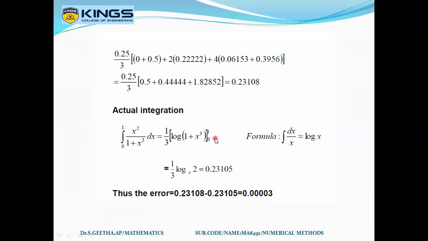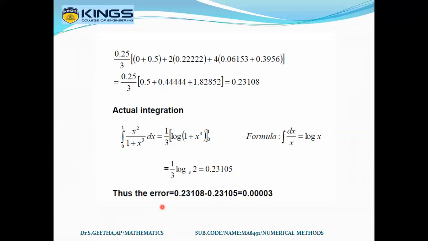Now we apply the limits, upper limit minus lower limit. 1 by 3 into log of 1 plus 1 power 3. So log 2 minus log 1, which is 0. Therefore, integral 0 to 1 x square by 1 plus x cube dx equals 0.23105. Now we find the error.